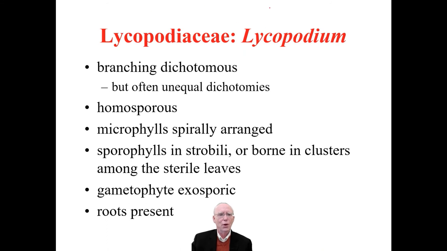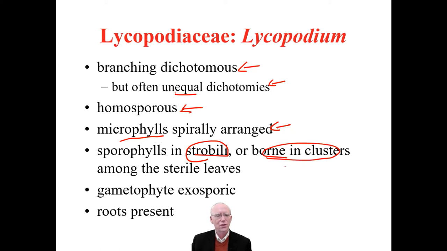So we see here in Lycopodium, we have vegetative stems, which are branching, and they're dichotomous, but the dichotomies are often unequal. The life cycle is homosporous. There are microphylls, those leaves with a single vein, and they are spirally arranged. There are sporophylls, and those sporophylls can be in strobili, or they can be borne in clusters among sterile leaves. The gametophyte is exosporic. Now, we haven't talked about that yet, but an exosporic gametophyte is one that grows outside the spore wall.